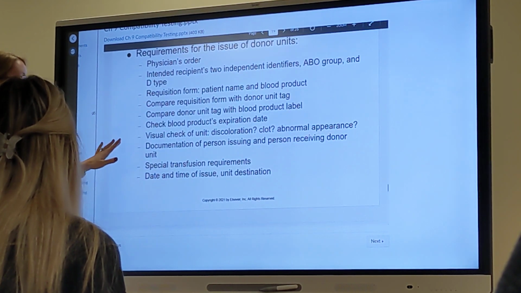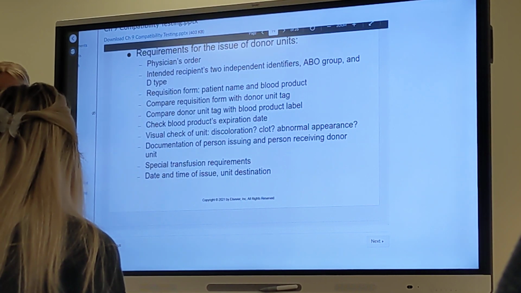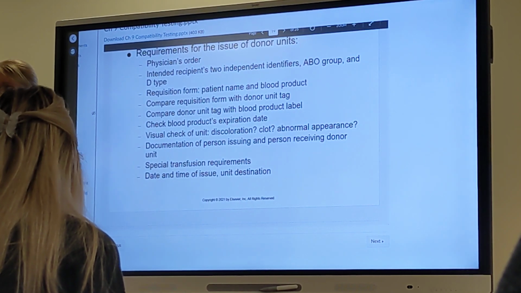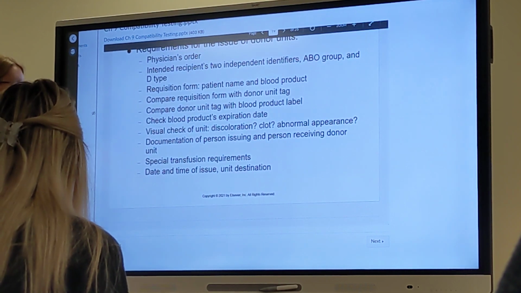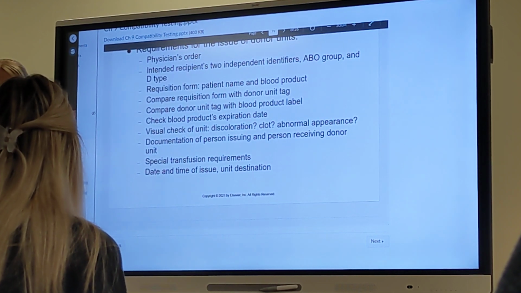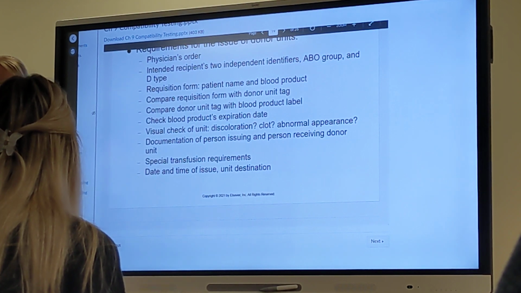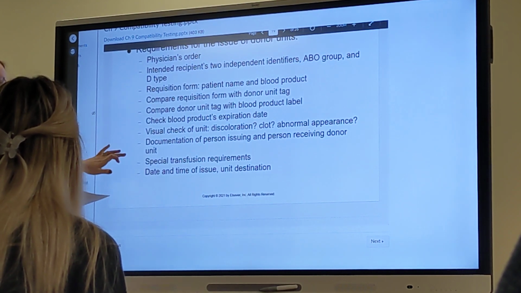Compare the requisition form with the donor unit tag, so the sticker with the tag, when you pull the unit out of the refrigerator. Check the expiration date, which is probably in the computer. It's going to make you hit an OK button or something.